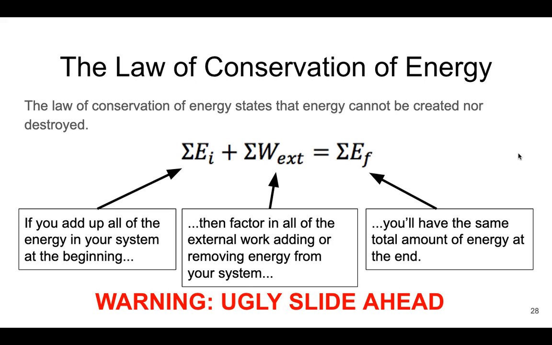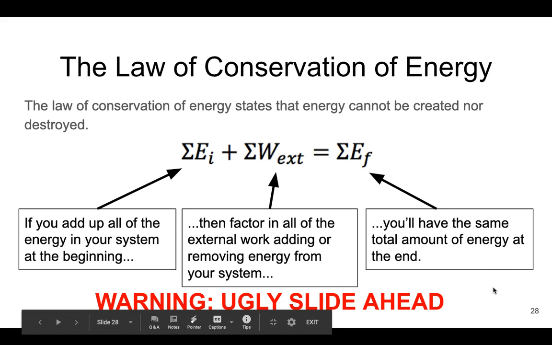So we can look at it here. And again, this is just what the three terms mean. If you add up all of the energy, so sigma, meaning sum, add up all of the energy you have at the beginning, and then you factor in any external work. Is anything from outside of your system giving you more energy or taking energy away? That tells you the total sum of energy you must have at the end. So however much energy you have on the left side, you have to have the same amount on the right side. That's all this law says.